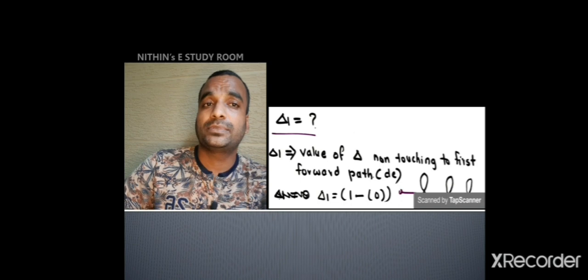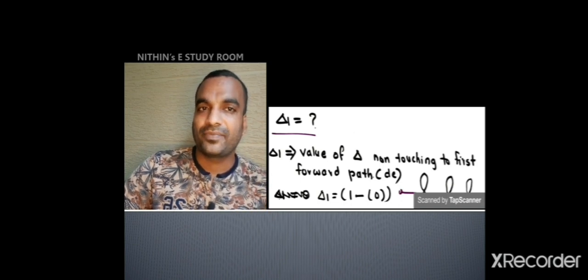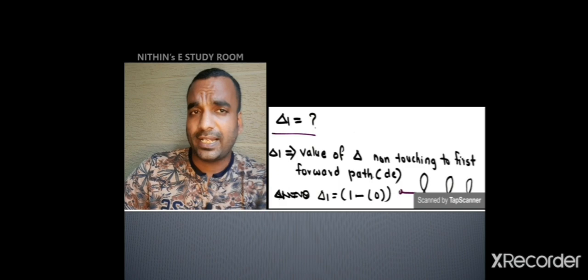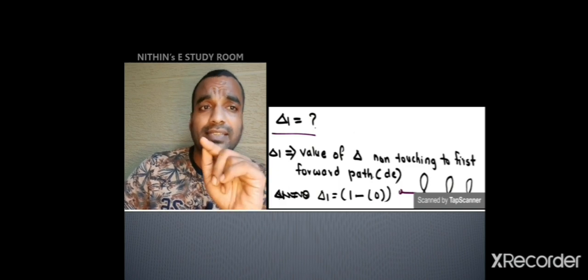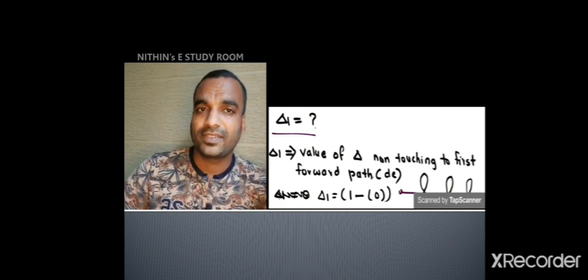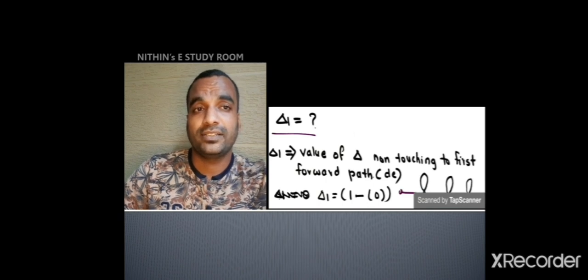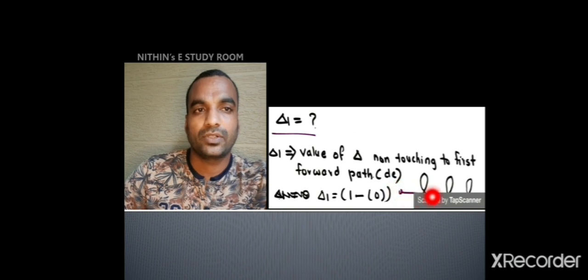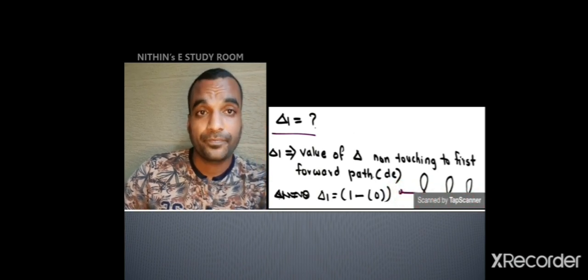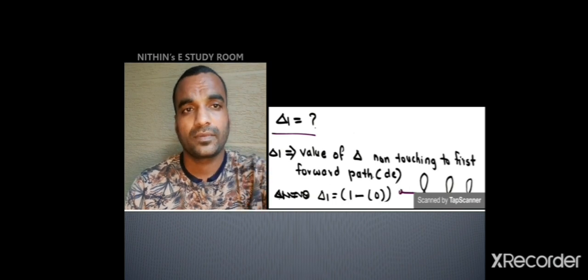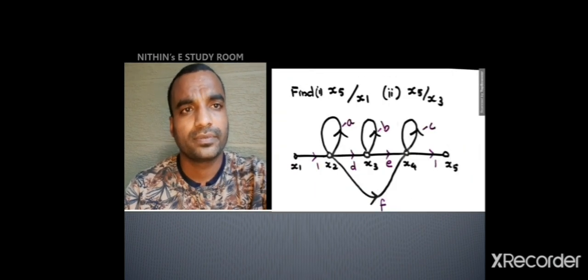Such terms will only come to delta 1 if there is a loop known as L1, and if L1 is touching on first forward path, then all terms of L1 will become 0. There is also a loop L2. You can see here, actually it was a mistake. Our figure was covered by the watermark. This was the straight line. That was the first forward path from x1 to x5, and there were 3 loops on that. Okay, I will show you that.